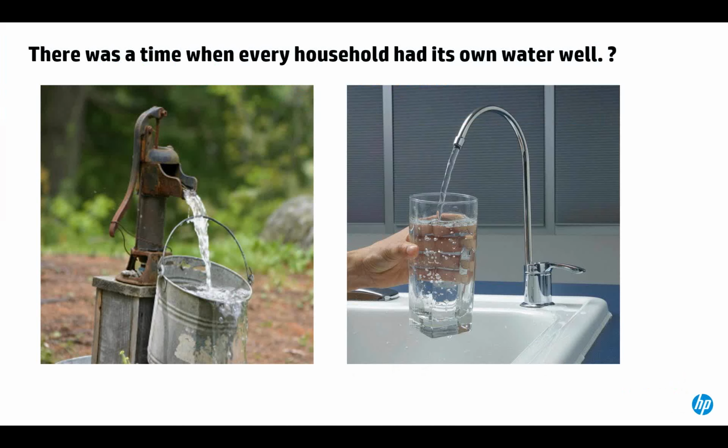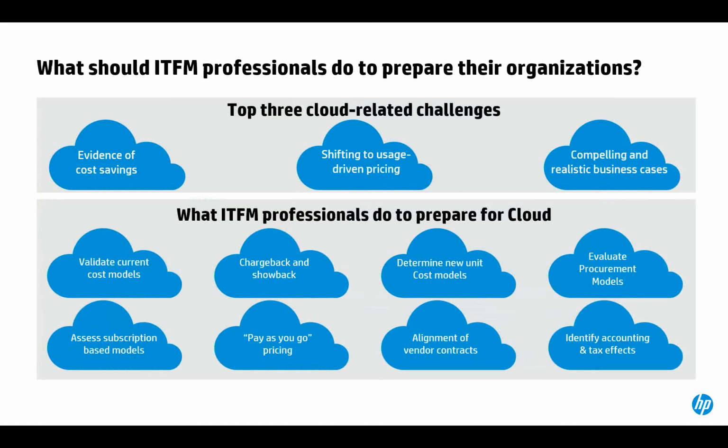So there was a time when every household had its own water well. You went into the backyard, you dug up the well, you got your water. Then cities and municipalities got involved, and now we have a shared public utility, which gives us access to good, clean water. And like water from a tap in your kitchen, you can turn it on and off quickly as needed, and you basically pay by the drink. And what we're seeing in the world of cloud and automation is that there's a big transition.